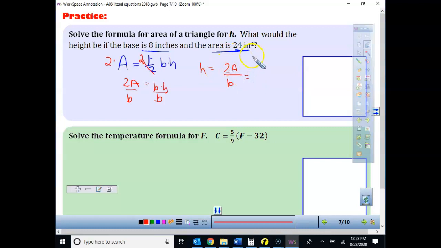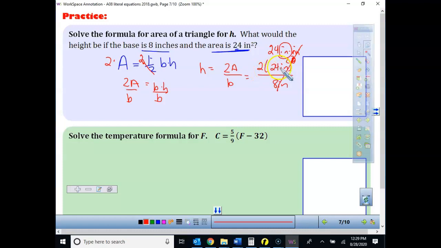Now I'm going to substitute in my information. I know 2 times 24 inches squared, divided by, in this case, 8 inches. Keeping in mind that this 24 inches squared means inches times inches. So if I'm looking at that, one of those units cancel. My final answer should be in inches.